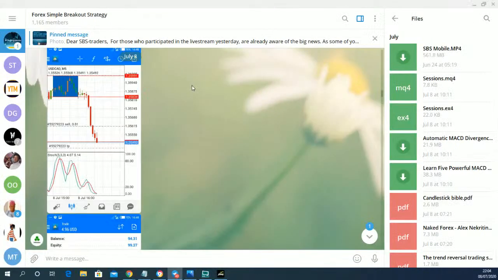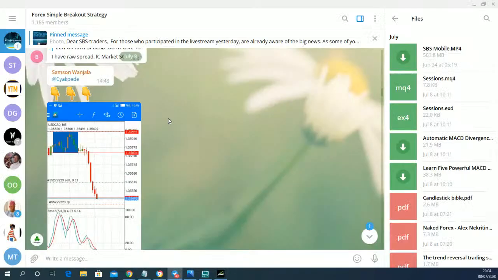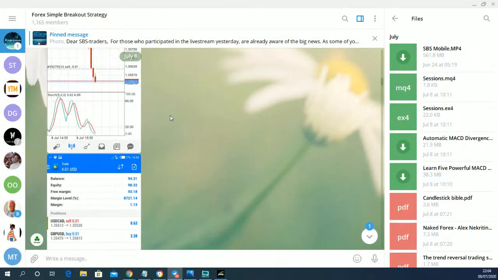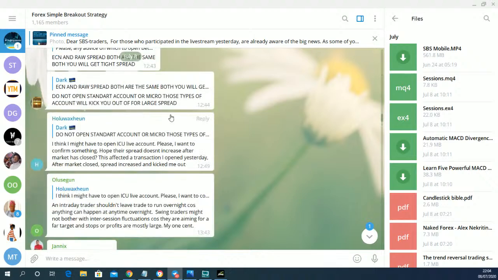So just to show you a few things. This is the same trade that you saw earlier. He went in there and it's near his TP. Excellent, great stuff. Okay, all right, so this is going to help you here.